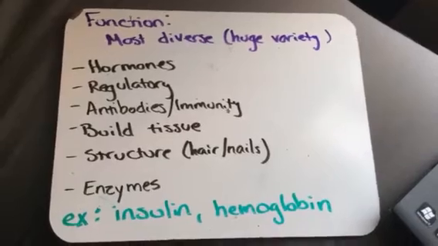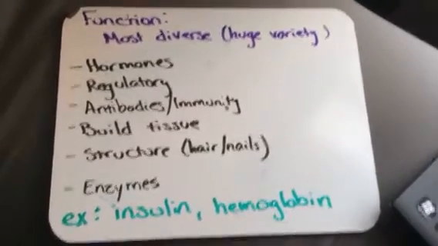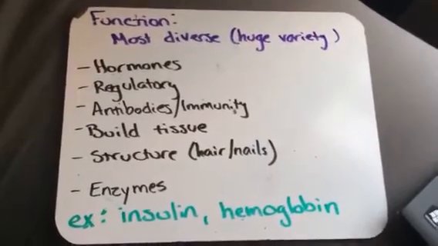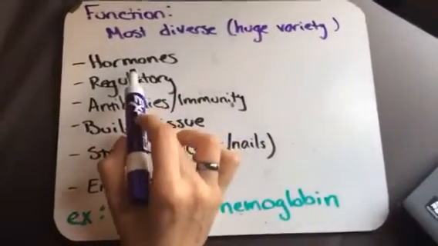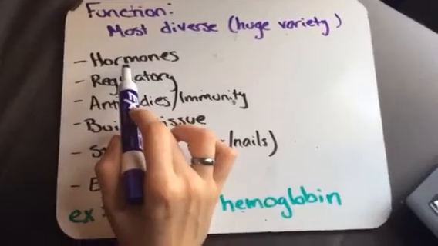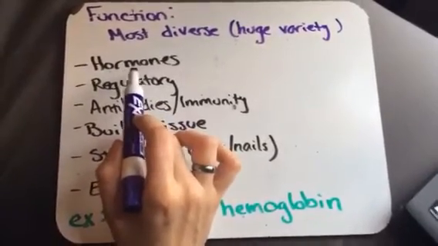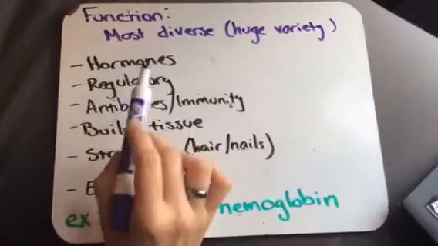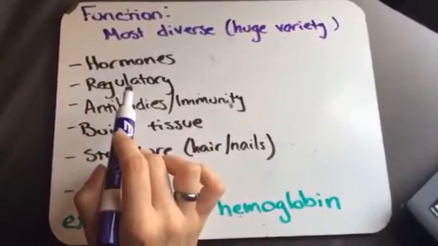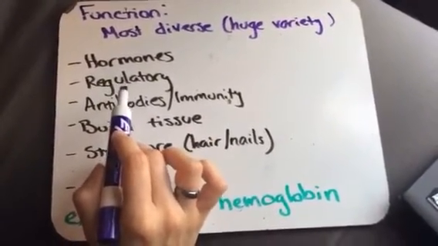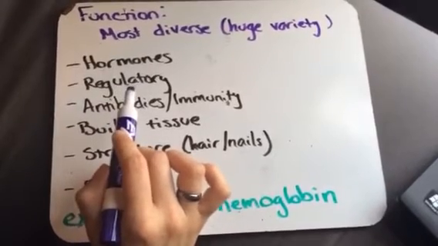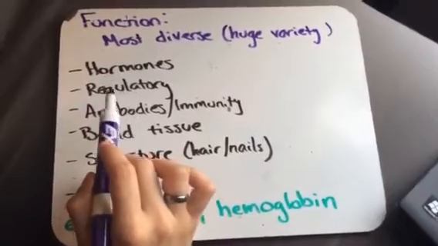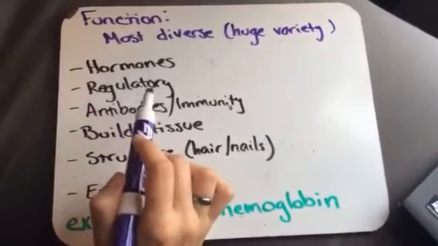Now, the cool thing about proteins is that their function is the most diverse. It has a huge variety of functions. One of them is hormones. When we're talking about hormones, teenagers, they have this influx of hormones. It's actually very specific types of proteins. Regulatory proteins are things that help maintain homeostasis. Remember, that's one of the characteristics of life. We want to maintain internal body conditions, and it's regulatory proteins that help us do that.